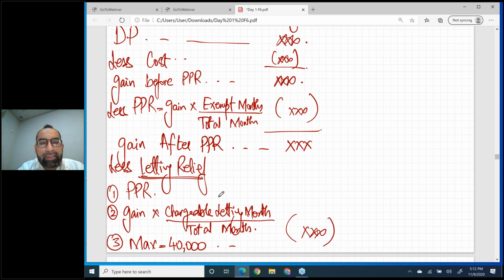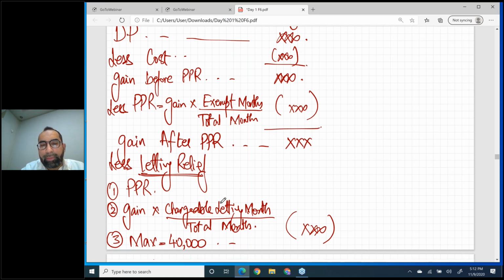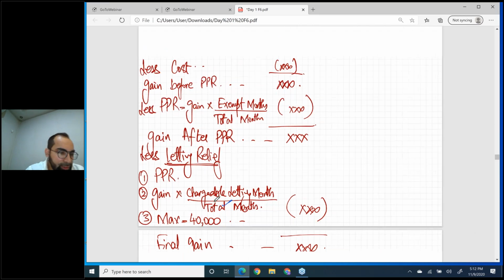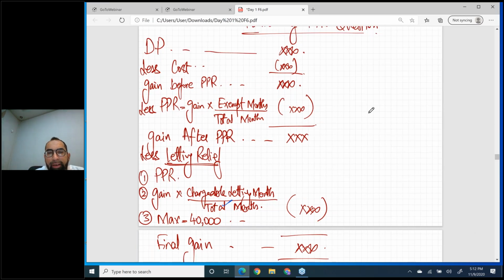And letting relief is the lowest of these three. Just compute it and deduct it. You will get the final gain. Okay, check it. That's your final format.